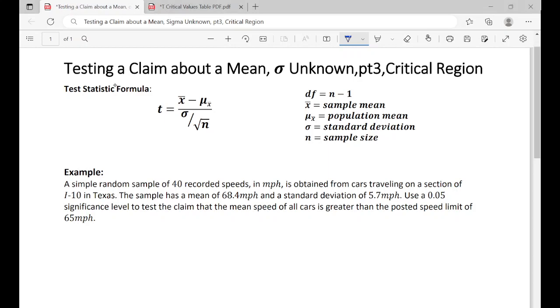In this video, we're going to be testing the claim about a mean where sigma is unknown, and we're going to be using the critical regions method. This is the formula for the test statistic. We're not going to be using this formula. We're going to be using a calculator, but if you want to use the formula, this is what you would use, and this is what each part of the formula means over here. Make sure you know what DF stands for, degrees of freedom, because that is important regardless of whether you use a calculator or not.